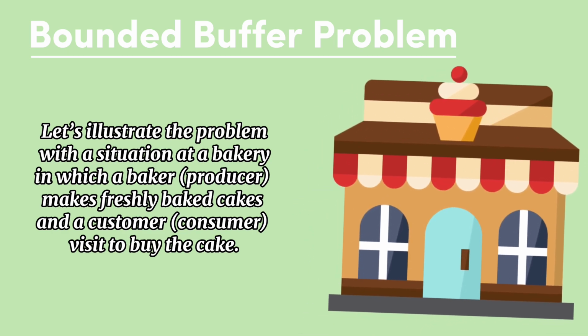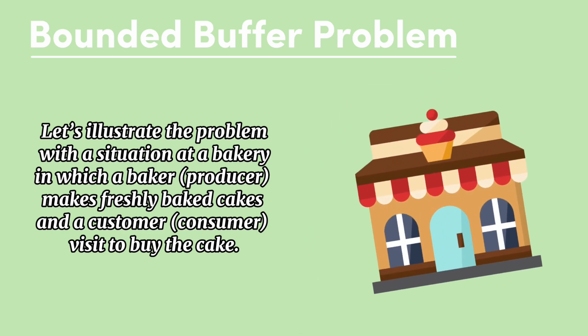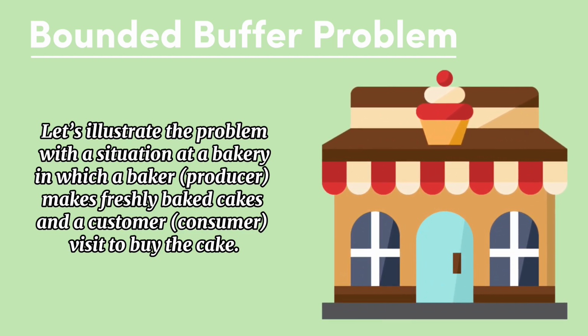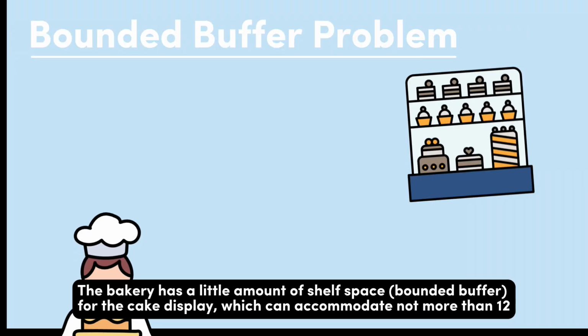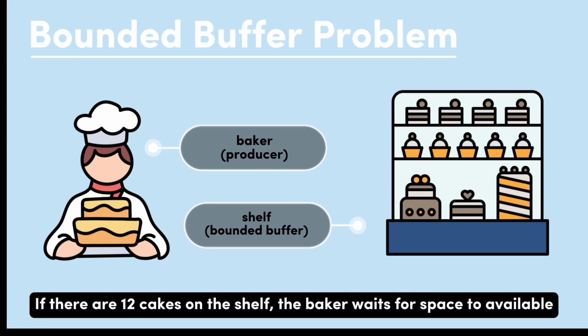Let's illustrate the problem with a situation at a bakery, in which a baker-producer makes freshly baked cakes, and a customer-consumer visits to buy the cake. The bakery has a little shelf space, the bounded buffer, for the cake display, which can accommodate not more than 12. If there are 12 cakes on the shelf, the baker waits for space to be available.